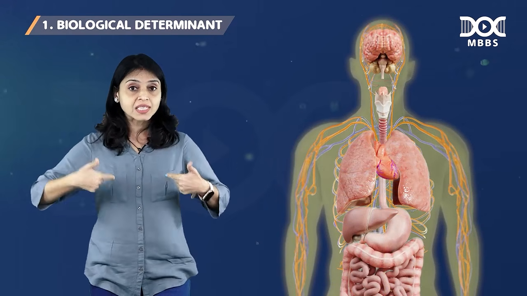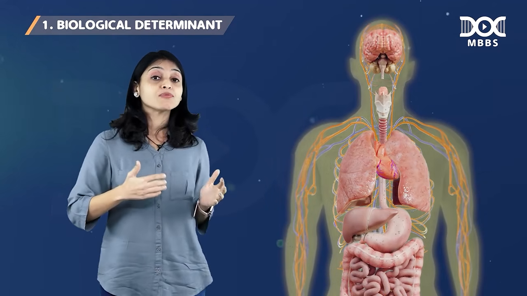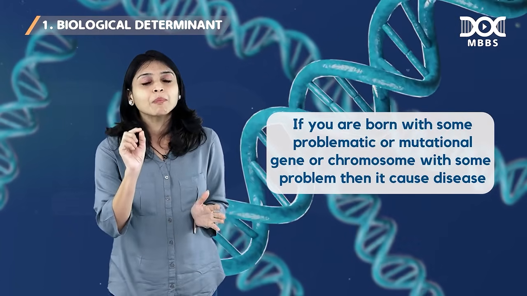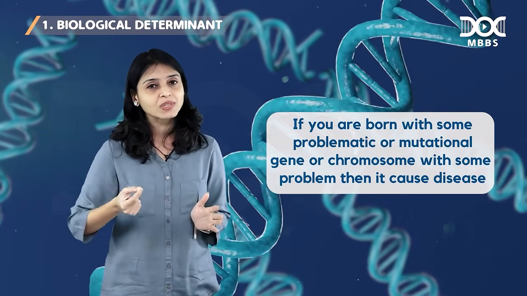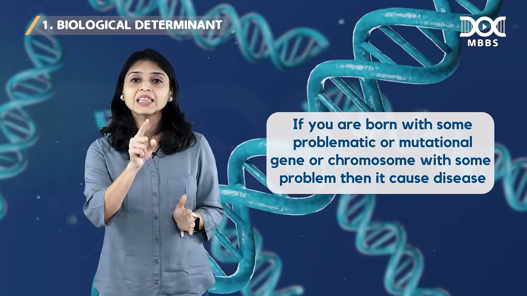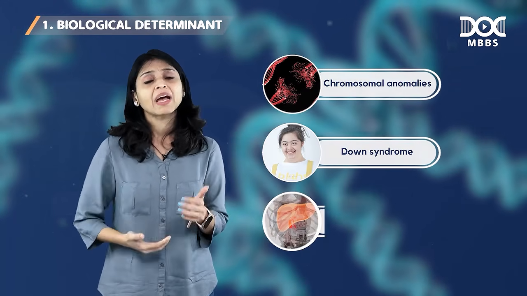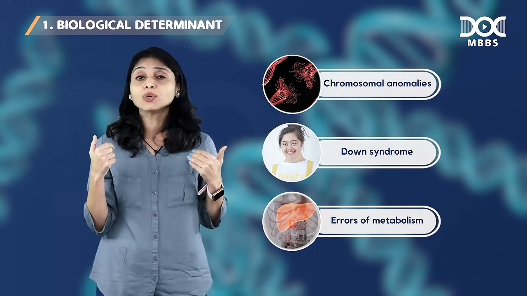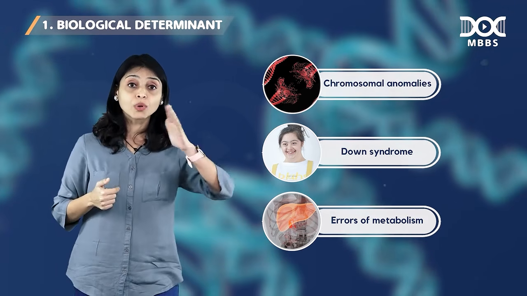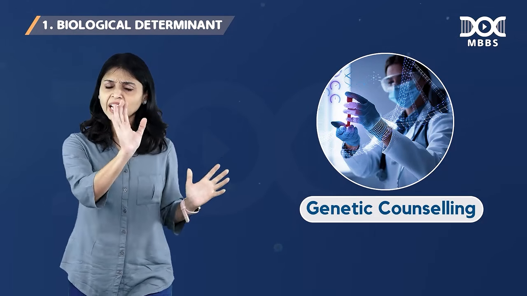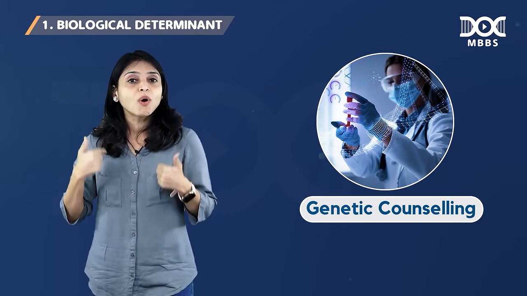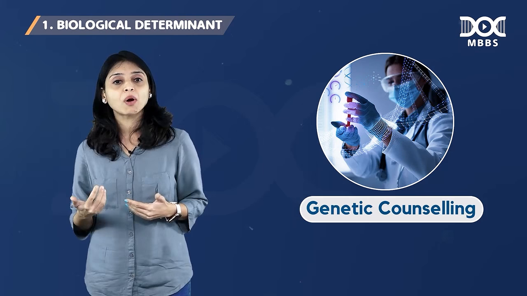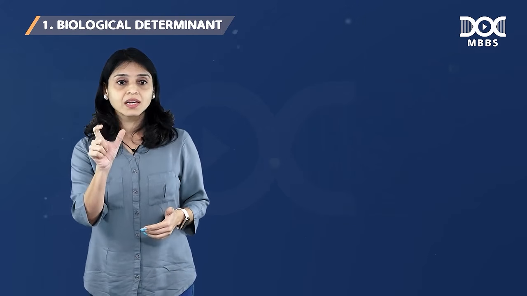What do you mean by biological determinants? Biology means what you have inside, right? That means if you are born with some mutational gene or some chromosome that has a problem, then that can cause disease, right? Chromosomal anomalies, Down syndrome, errors of metabolism, all these come under biological determinants. You can't do anything about it. For that, you should go for genetic counseling and such things. Just keep in mind that if you're born with a defective gene or some inherent problem, that can give you disease.